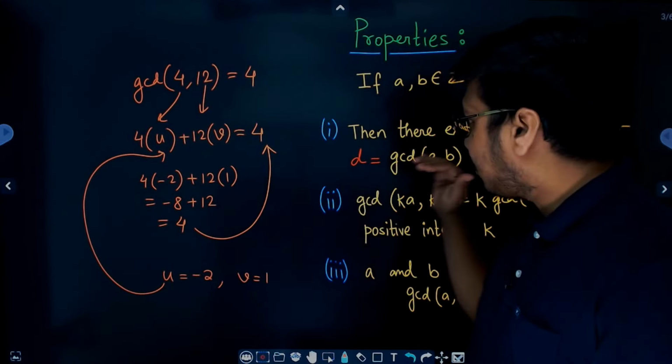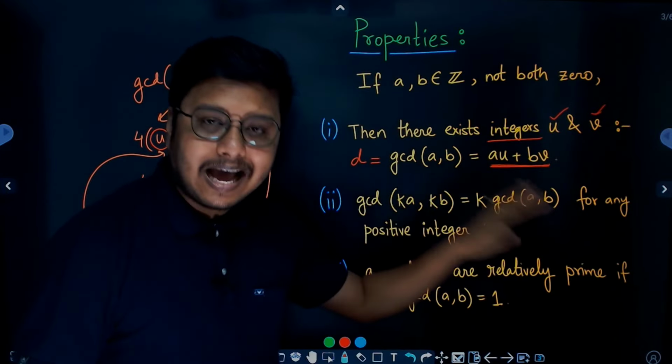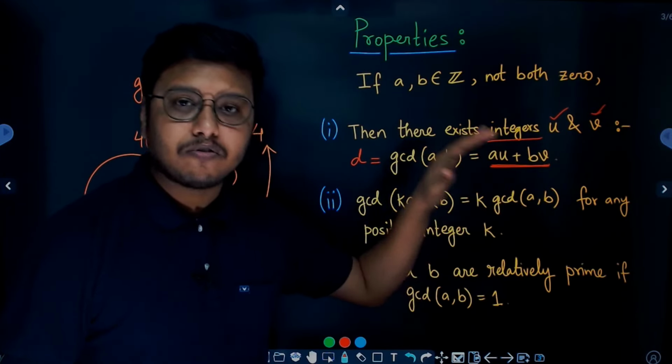Now there can be multiple answers. It's not that this value of u and this value of v is unique for this question. There might be more than one possible answer, but whatever be the case, the property is giving us a guarantee for the existence of u and v.